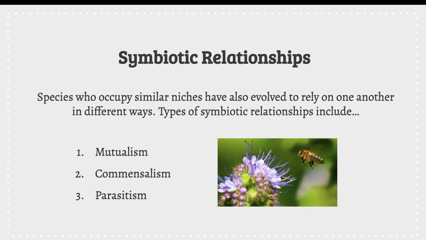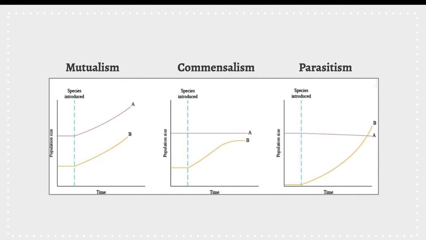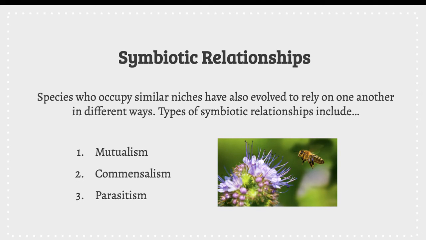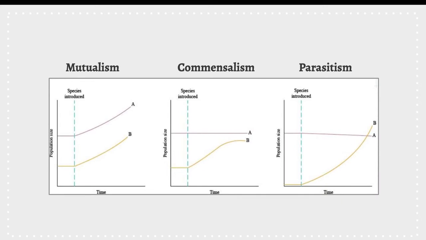The symbiotic relationships. It says species who occupy similar niches have also evolved to rely on one another in different ways. The types of symbiotic relationships include mutualism, commensalism, and parasitism. Does it not explain it? It doesn't really, so I guess we can explain it on these graphs. Mutualism means that both species are benefiting from the relationship.